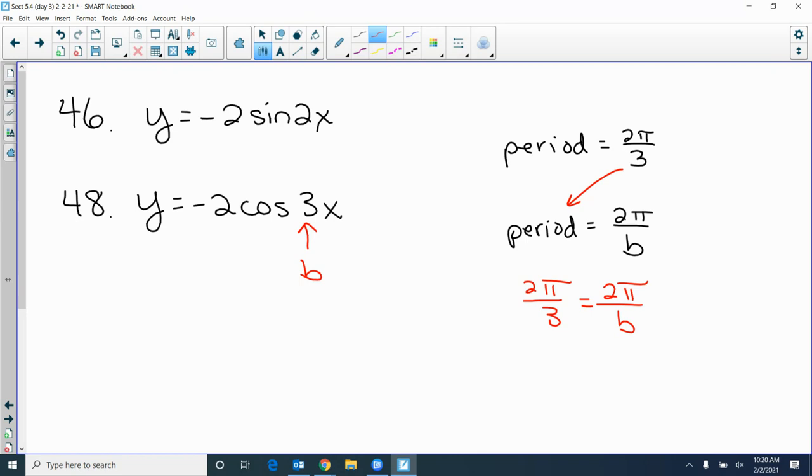All right, and then lastly, take a look at 50. What do you think the equation is going to be for 50?